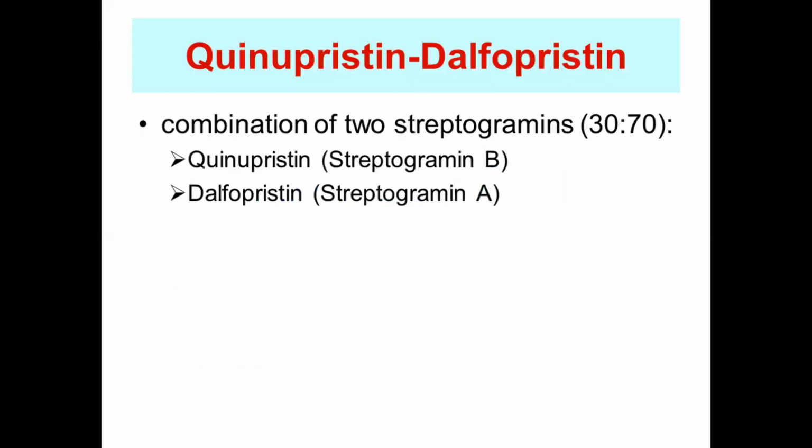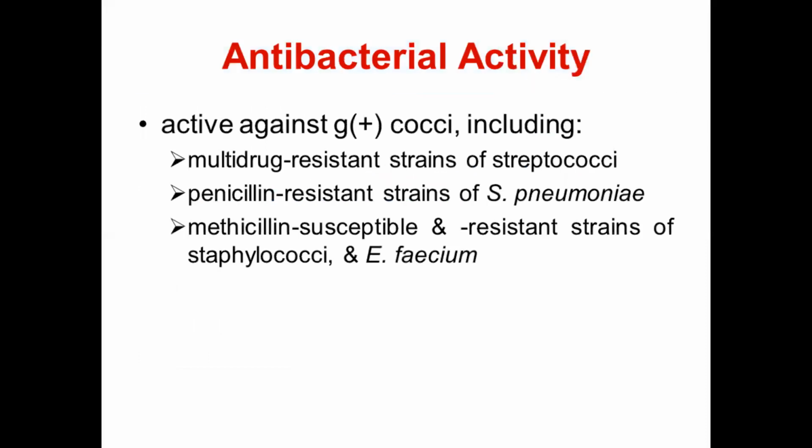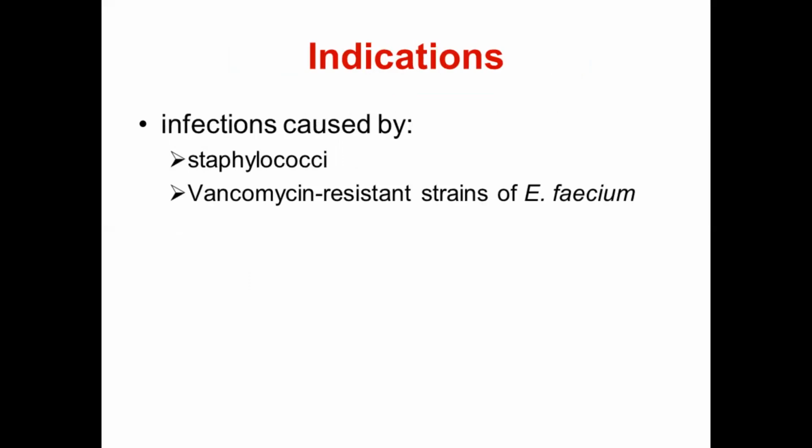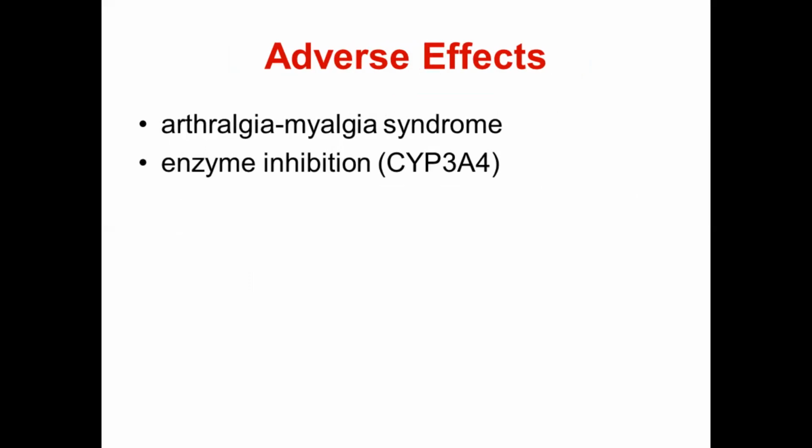The streptogramins, we have quinupristin and dalfopristin. It is a combination of two streptogramins, no? It is active against gram-positive cocci, including resistant strains. Gaya ng macrolides, it targets 50S. So it is indicated for staphylococci, especially vancomycin-resistant strains of E. faecium. So it is an enzyme inhibitor and it can cause arthralgia, myalgia syndrome.